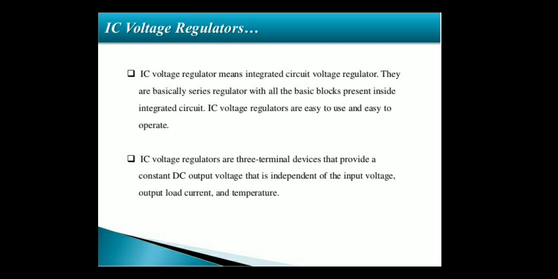IC voltage regulator means integrated circuit voltage regulator. They are basically series regulators with all the basic blocks present inside the integrated circuit. It is easy to use and easy to operate. It is a 3-terminal device that provides a constant DC output voltage that is independent of the input voltage applied.